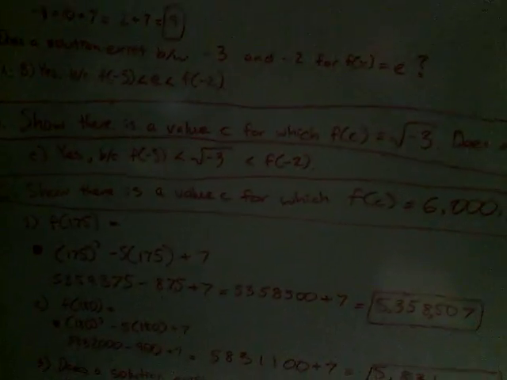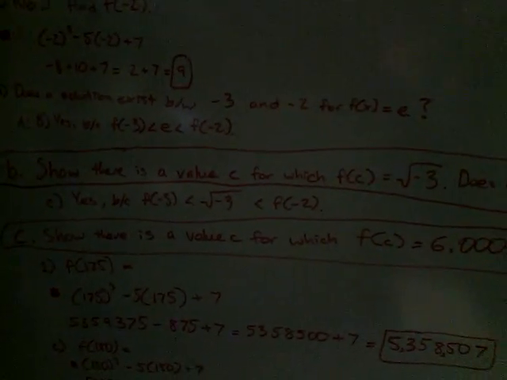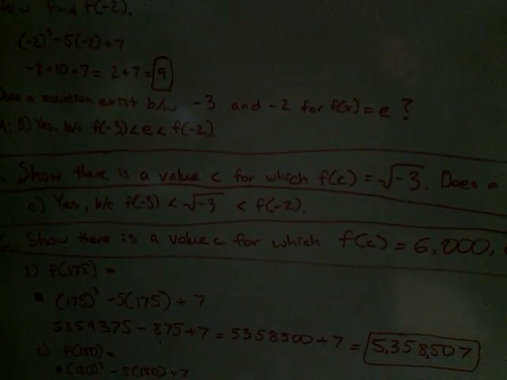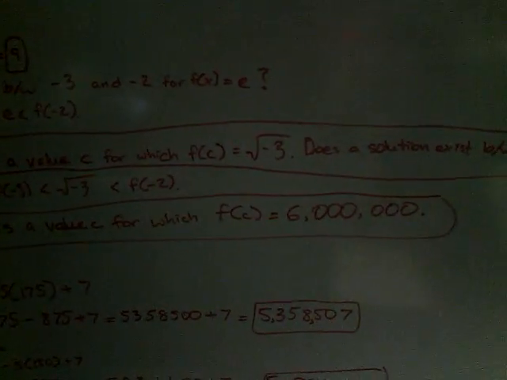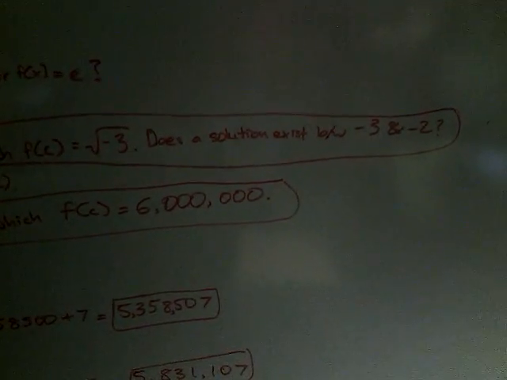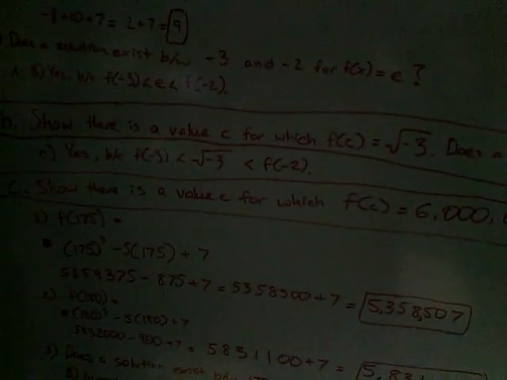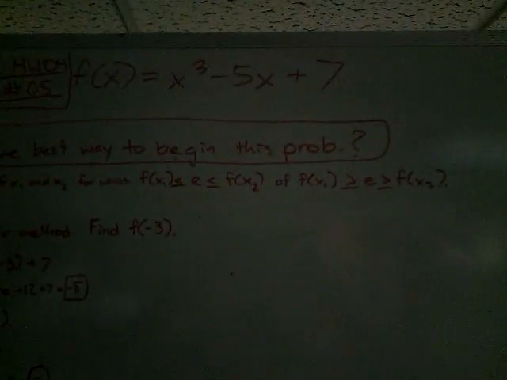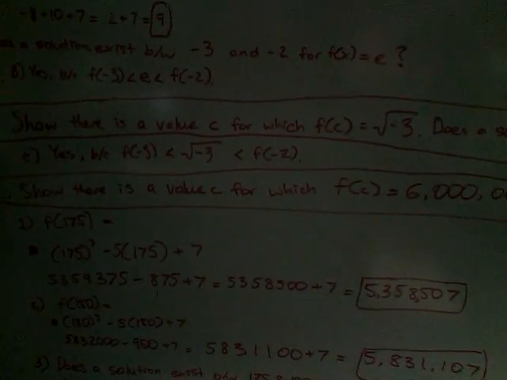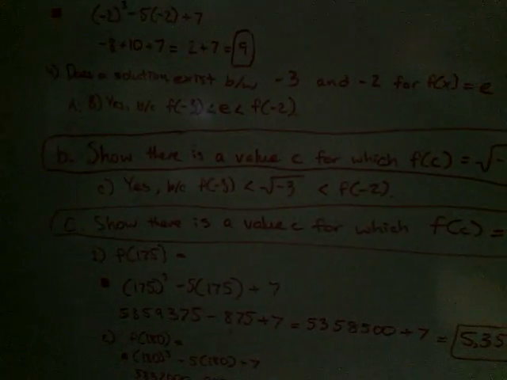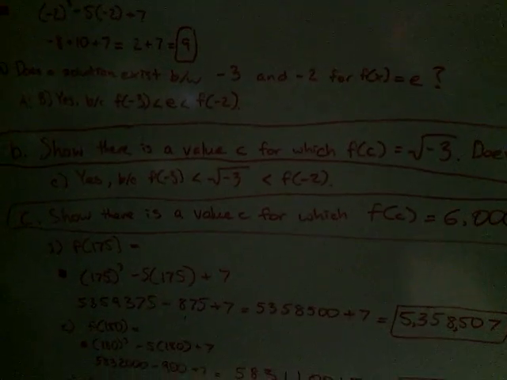Now for part B of problem 5, they want us to show that there's a value c for which f of c is equal to the square root of negative 3. And they ask if a solution exists between negative 3 and negative 2. So what you would do is you plug the square root of negative 3 into this original function, and from there you'd find your answer to see if it's between negative 3 and negative 2. And the answer you come up with is yes. In fact, it is in between those 2 function points.